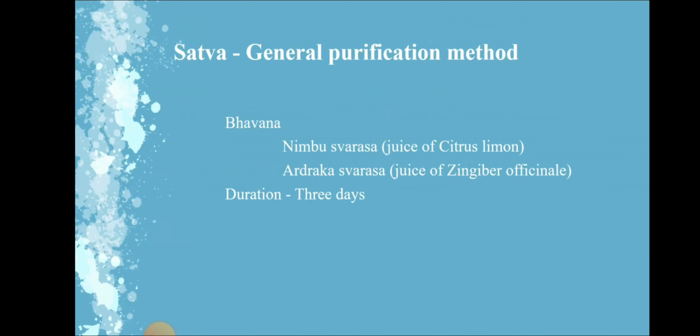There is a general method of purification of sattva. After obtaining the sattva, it has to be purified with a specific liquid medium. The general method of purification is bhavana, trituration. Generally Nimbu swarasa and Ardraka swarasa are used for the bhavana process of sattva, and the bhavana should be continued for 3 days.